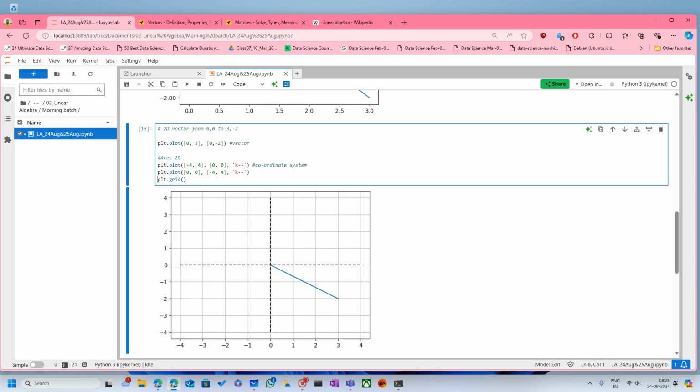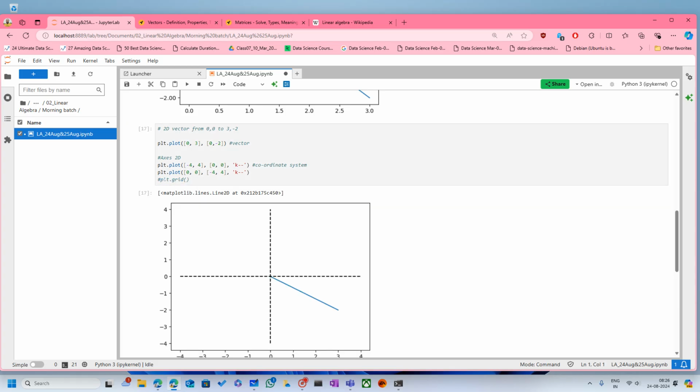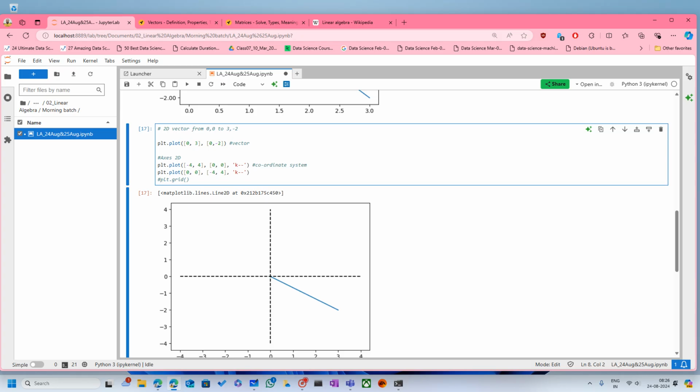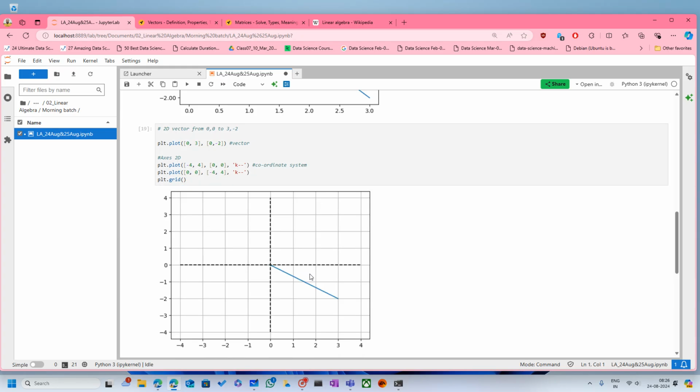If you don't add this grid, you'll get this plain thing. So that's why I have added the grid too, for better understanding. So we will see at what points they are ending and starting, right?